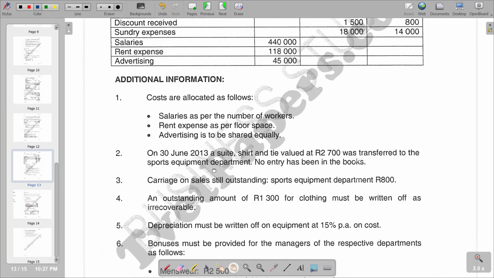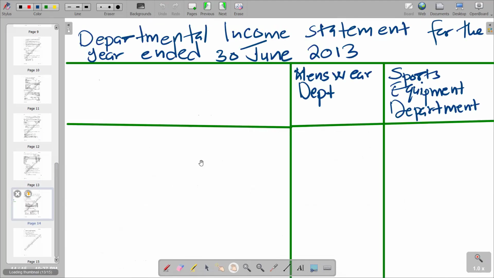With that, we can proceed to our answer section, where we have this departmental income statement for the year ended 30 June 2013. We have the column for menswear, and also the column for the sports equipment department. Remember, this is a departmental income statement. It is an income statement, so of course we have to start with sales. The layout we use for the income statement is that we are supposed to have our sales, for the menswear department and for the sports equipment department.